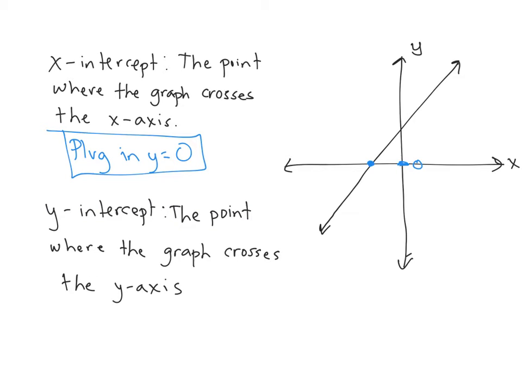We also have the y-intercept. The y-intercept is the point where the graph crosses the y-axis. So I'm going to put that point on there in red, the spot where that line crosses the y-axis. And again, that's going to be the point where x is 0, because if we think about not going left or right at all, that would be an x value of 0. So in order to find the y-intercept today, we're going to plug in x equals 0. That's our general strategy, plugging in x equals 0 to find the y-intercept.